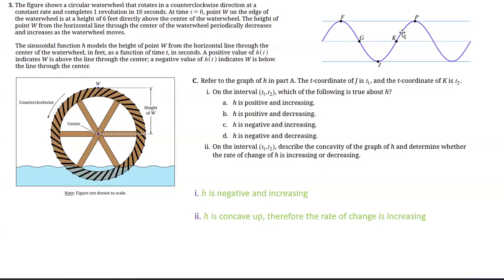And it is increasing for sure because it's going from -6 to 0, right? Negative and increasing. And on T1 to T2, describe the concavity of H. Well, it is concave up. This bowl is opening upwards, so concave up. And when it's concave up, the rate of change is increasing. That's by definition. So that answers the other part of the question, okay?